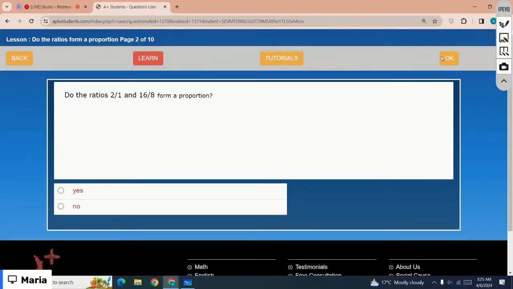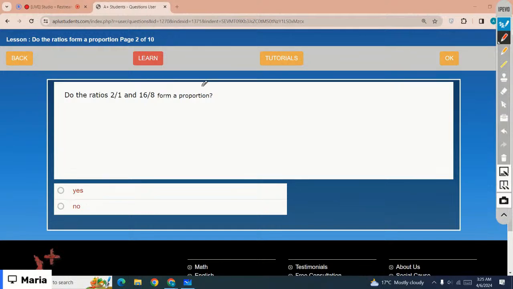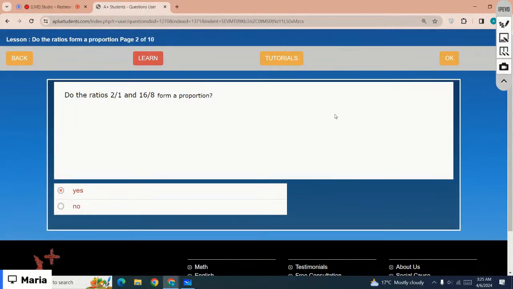Do the ratios 2 by 1 and 16 by 8 form a proportion? Okay, let's see if they are equivalent. 2 by 1 equals 16 by 8. Just cross multiply: 8 times 2 is 16 and 16 times 1 is 16. See, their cross product is equal. That means they form a proportion. The correct option is yes, they form a proportion.